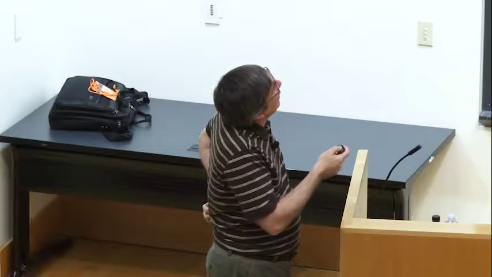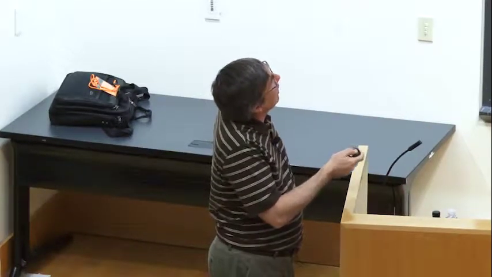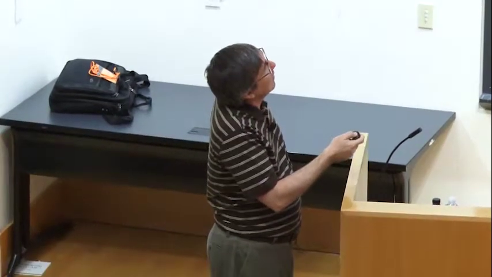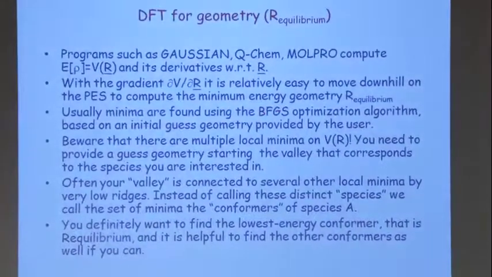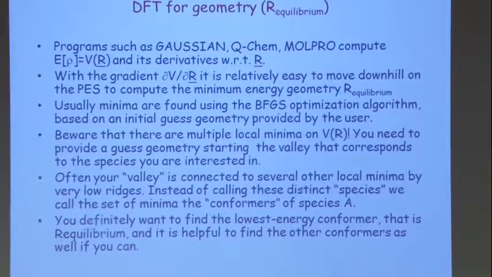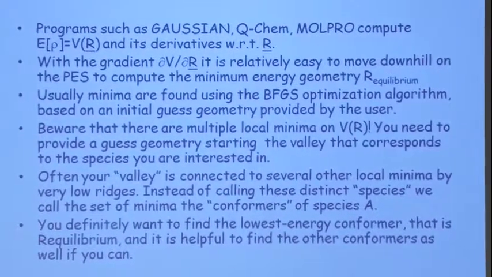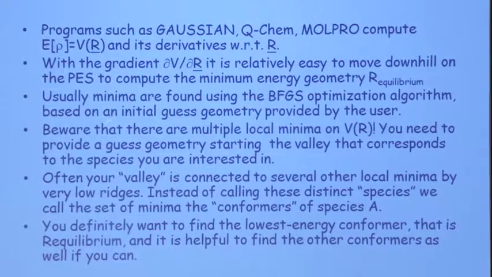The way they do the minima, let's see. So with the gradient, you can go downhill to find the minimum energy geometry we call equilibrium. And usually this is found using an optimization method called BFGS. If you don't know what BFGS is, you should look it up. It's really clever. So it's a really nice minimization program.